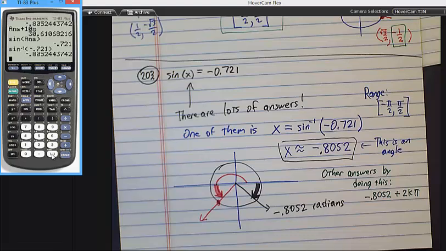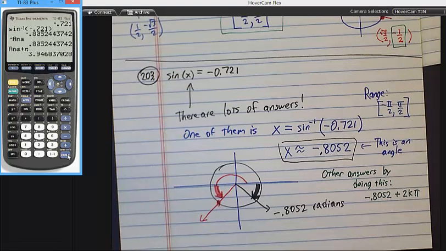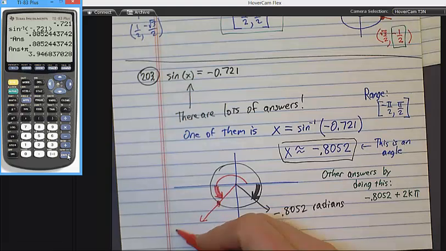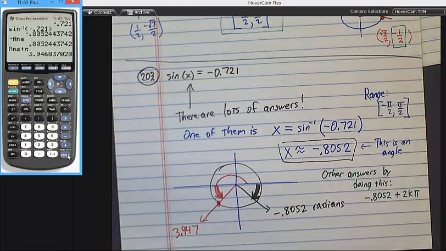So I'm going to do two steps here. I'm going to take the negative of that answer. So now it's positive. And then I'm going to add what to it? I'm going to add pi to it. When I add pi to it, I get 3.94. So this one is 3.947 radians. That's another answer. And again, you could also add 2 pi k to that, and those would also be answers.